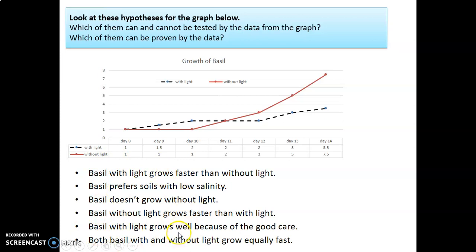What you need to do is find out which ones of them can be tested and which ones cannot be tested. Tested means you look at this data and you say yes or no. If there is information about the hypothesis, it can be tested. If there is no information, then you cannot test it, right? So you need to find out which ones can and cannot be tested by this data, and then later which of them can be proven, which of them are true. Okay, pause the video and do that.